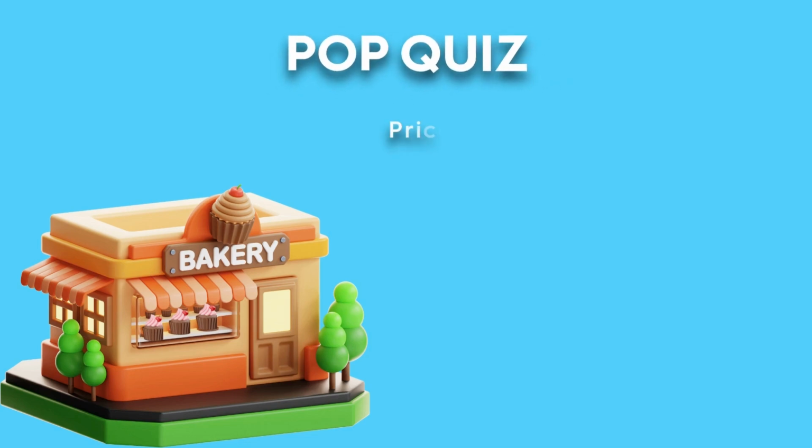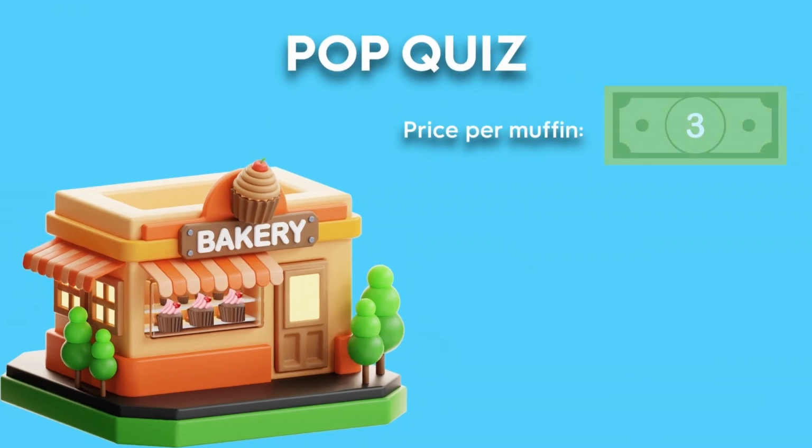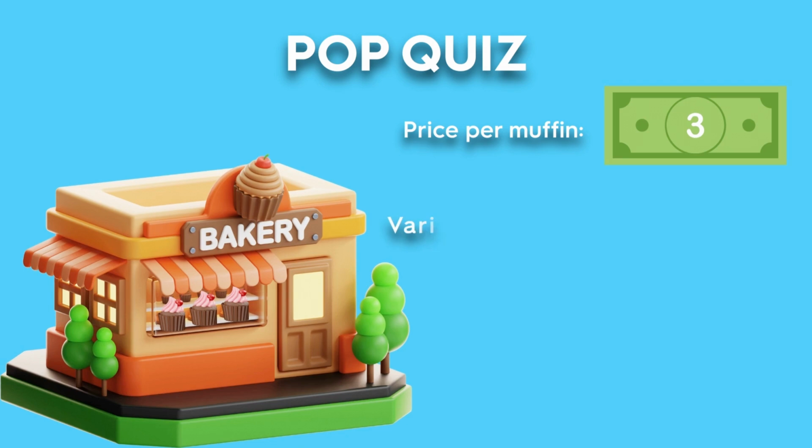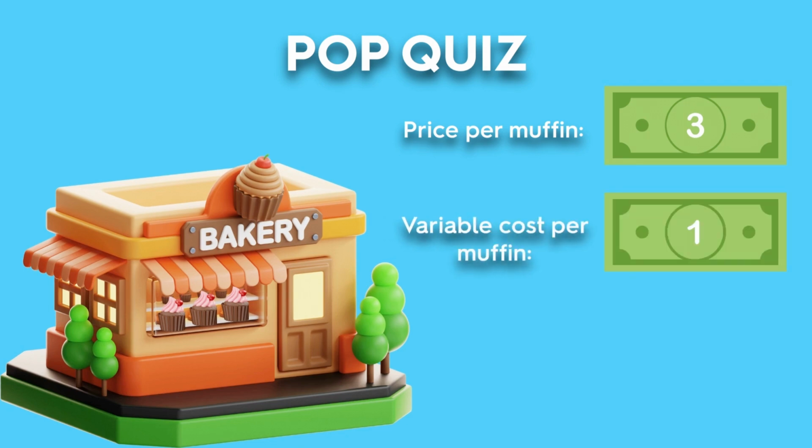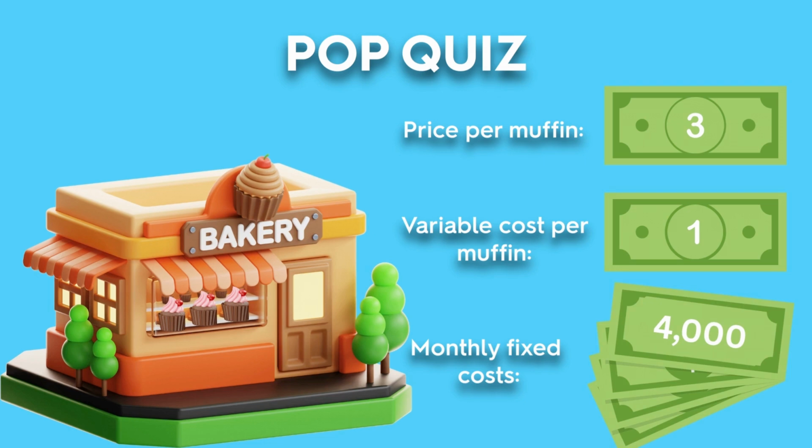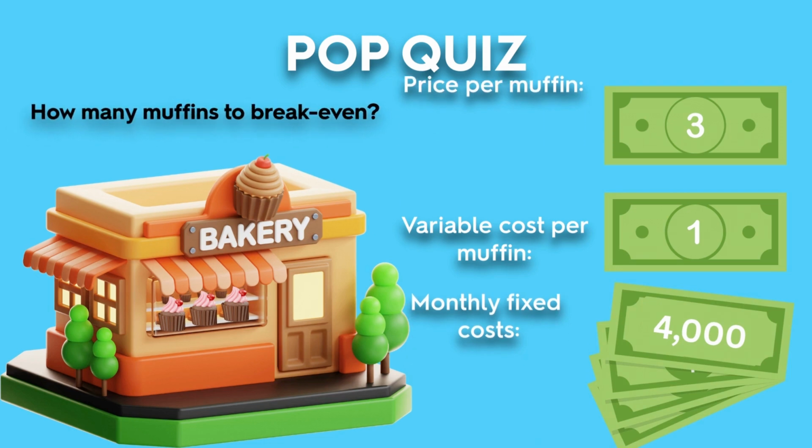Pop quiz. A bakery sells muffins for $3 each. Each muffin costs $1 to make, and monthly fixed costs are $4,000. About how many muffins break even?